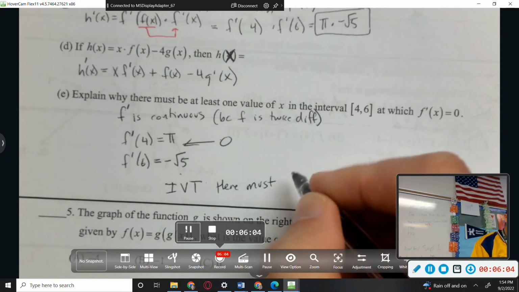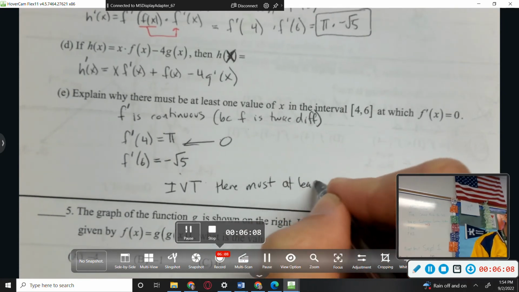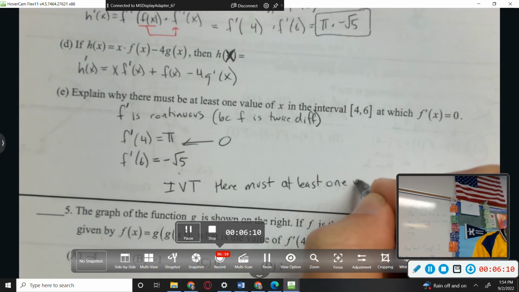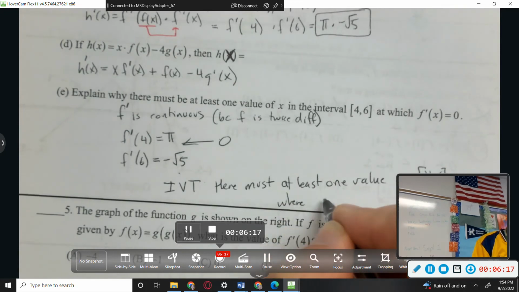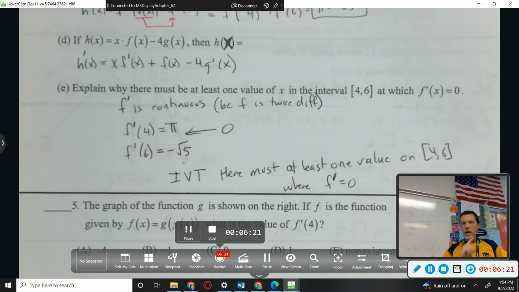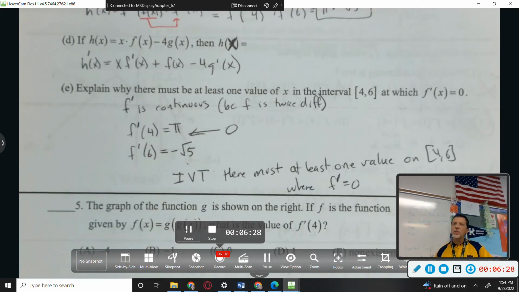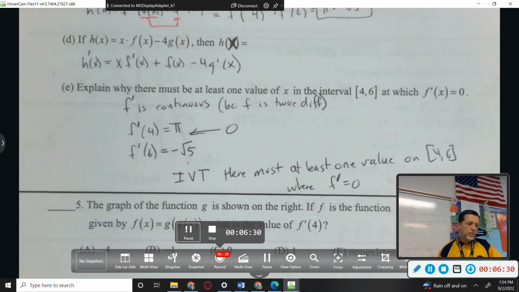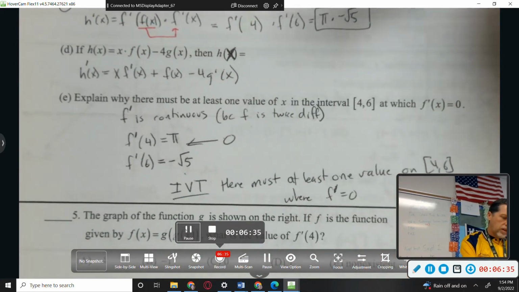And so we have to say there must be at least one value on 4 to 6 where f prime equals 0 by the intermediate value theorem. If it starts positive and goes negative, it had to cross 0 somewhere. So that's a throwback several weeks ago.